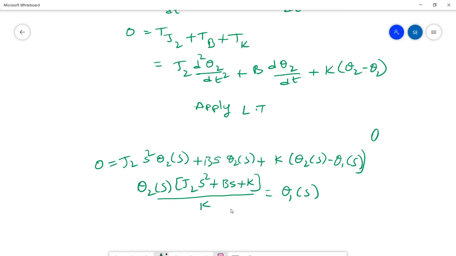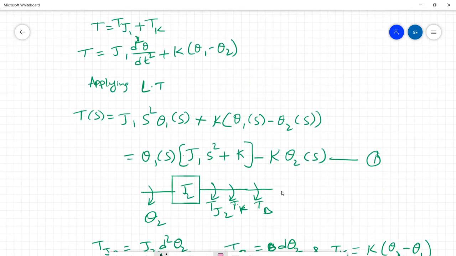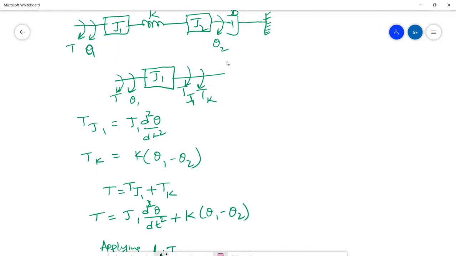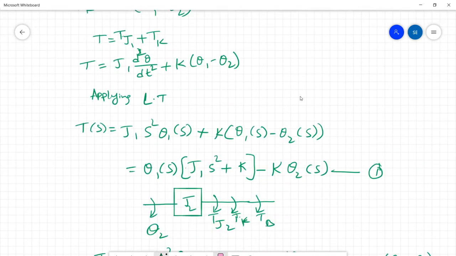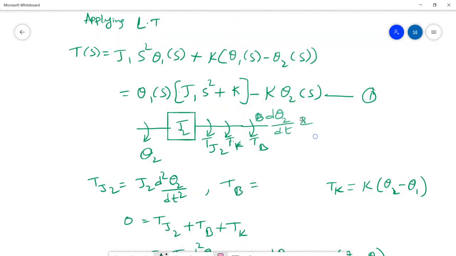Now we have to get the mathematical model of this system. What is the input torque here? It is T. Since after all the elements we are getting the displacement at the end as theta 2, the relationship we have to form is theta 2 to T. We have to get the equation in terms of theta 2 and T.